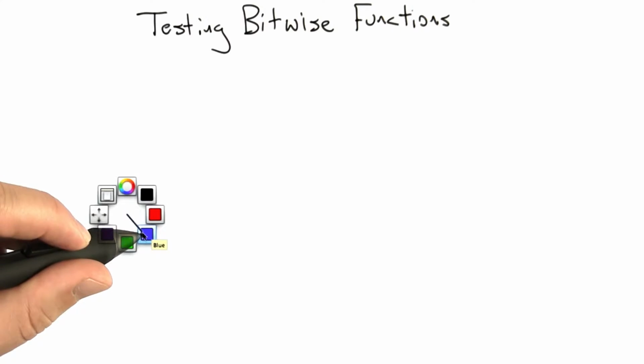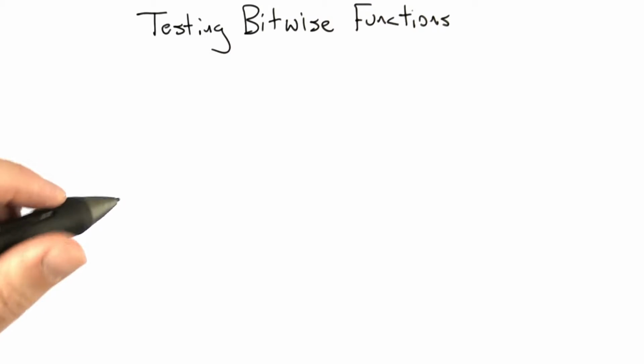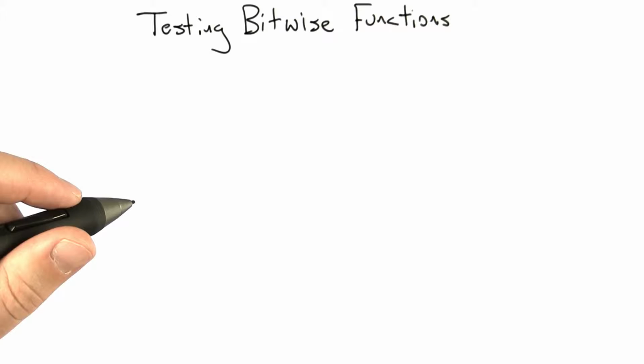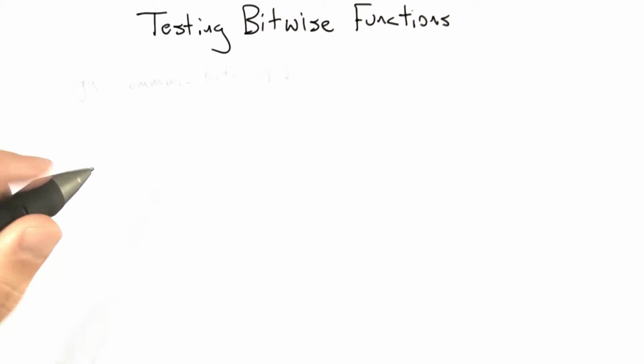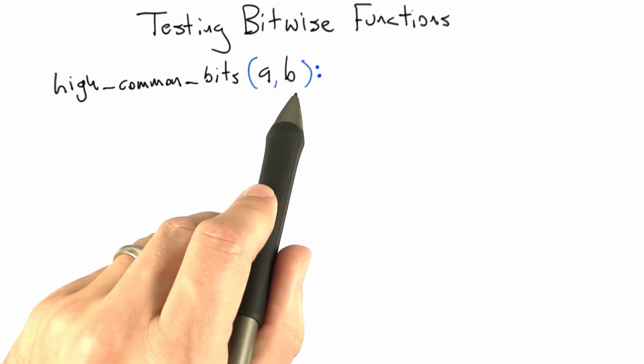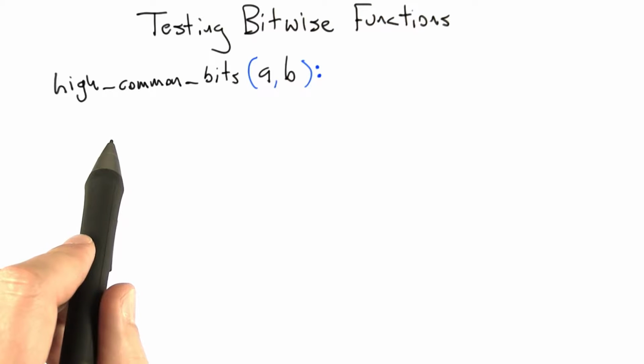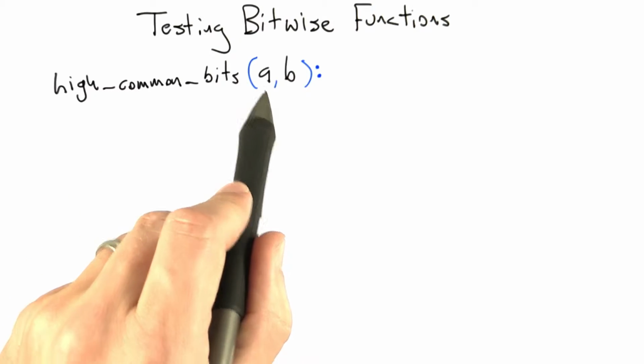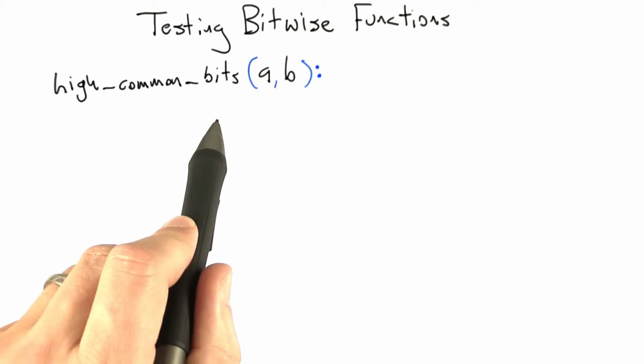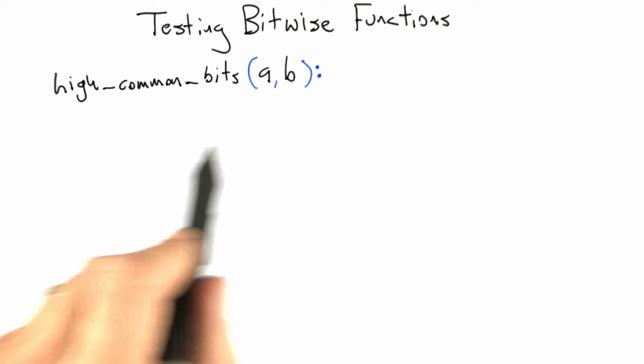So we're going to look at testing a couple of bitwise functions. What we're going to want to do is write two Python functions called high common bits and low common bits. Given two inputs, A and B, which are integers that are the same size, let's say 32 or 64-bit integers, return an integer with the same bit width with the high order bits that the two inputs have in common included in the return value.